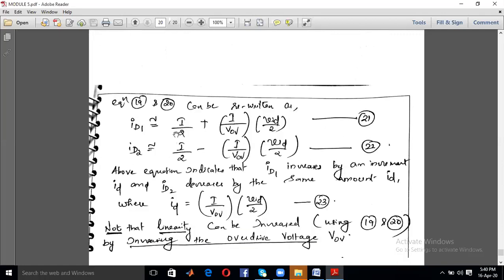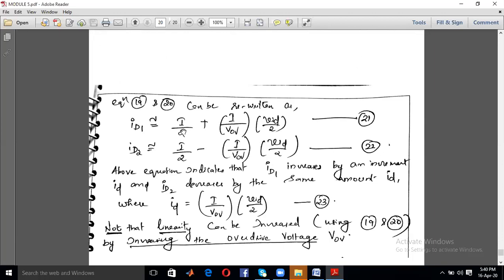Okay, so what is the difference? The only difference is ID1 is equal to I by 2 plus one term, or I by 2 minus another term. Whatever term you are adding to this I by 2, that same term is what you subtract from I by 2. So this term you can represent as small letter id. Small letter id is nothing but an incremental change in the current.